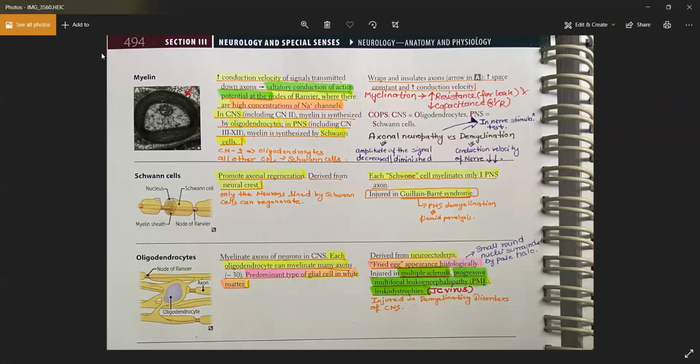Okay, then you have the myelin. Myelin is an insulator, not a conductor. Sorry, this myelin is actually an insulator, and it prevents the loss of charge from the axons.